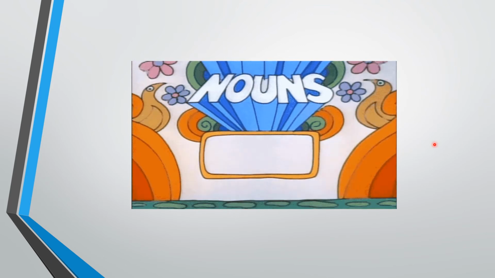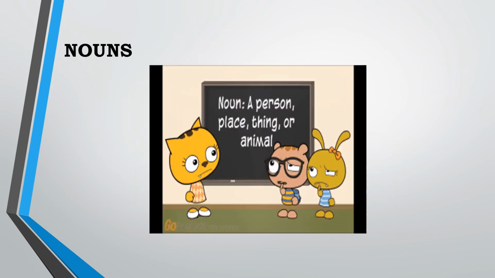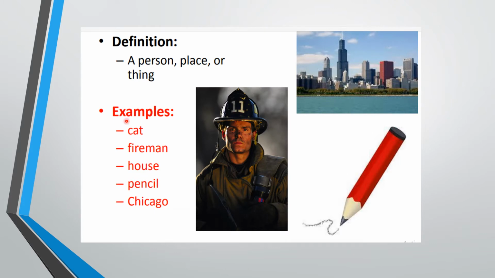What is meant by a noun? We all know that nouns are nothing but the naming words. A noun may be the name of a person or a place or thing or an animal. So look at the examples given. What are the examples for a noun? Cat, fireman, house, pencil, Chicago. So the name of a person, place or thing is called a noun.